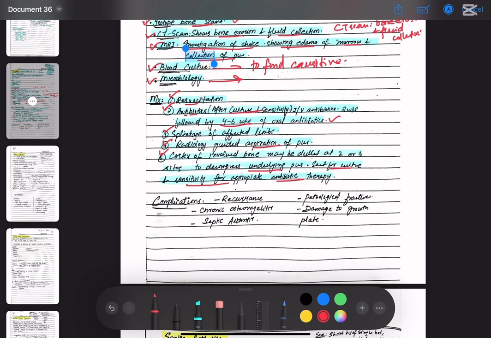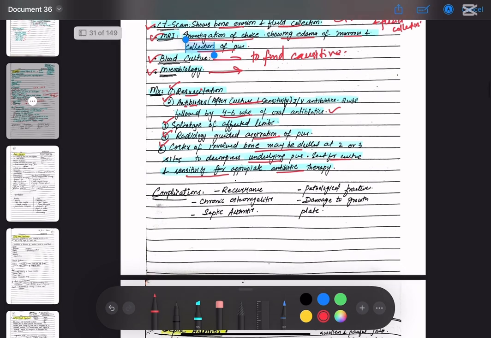Okay, so the cortex of the involved bone may be drilled, and radiology guided aspiration of the pus, as it is a bacterial infection, so pus forms. So for it, the cortex of involved bone is drilled, and pus is drained out, and it is sent for the culture, and the radiology guided aspiration of the pus is done, and splintage of the affected limbs is done, and the resuscitation is done, and antibiotic therapy is given.